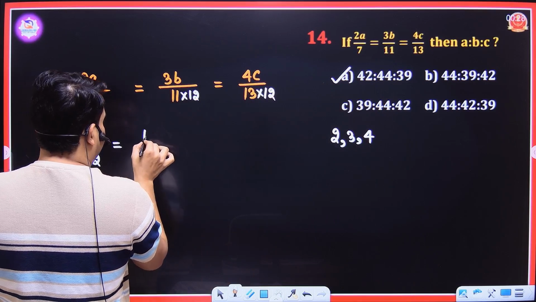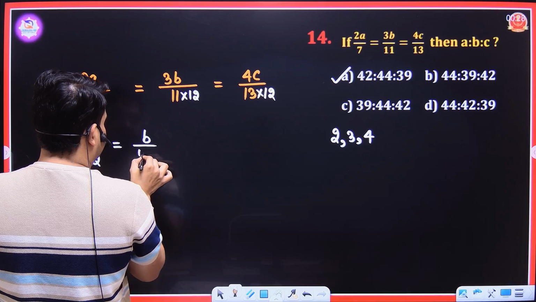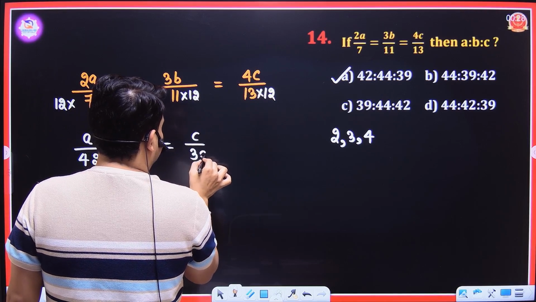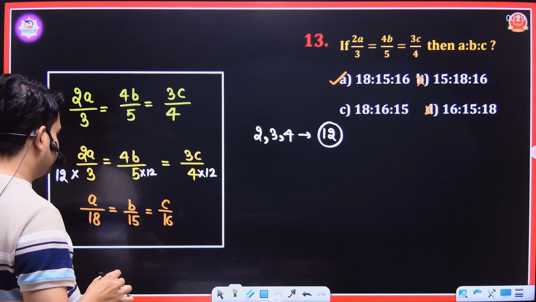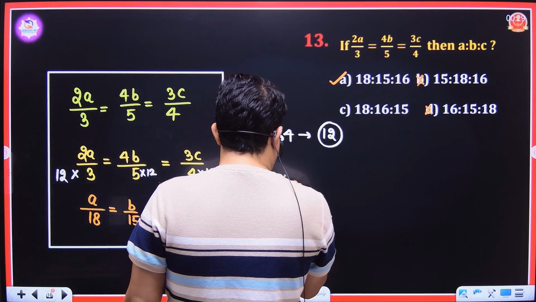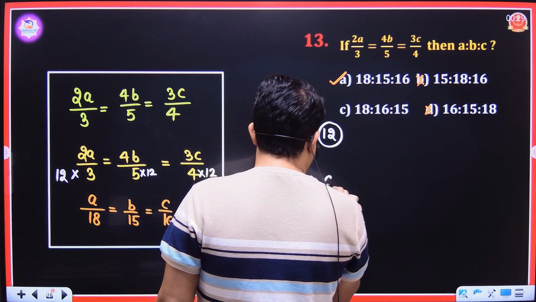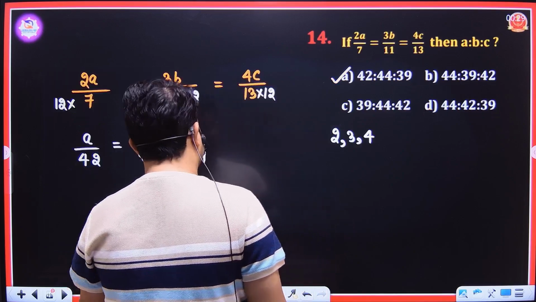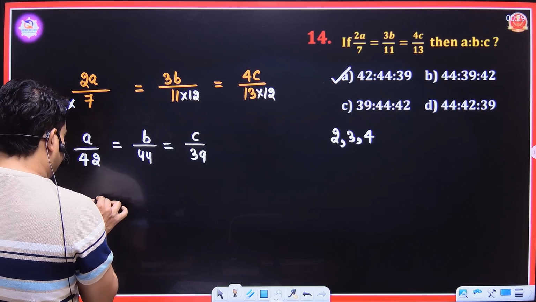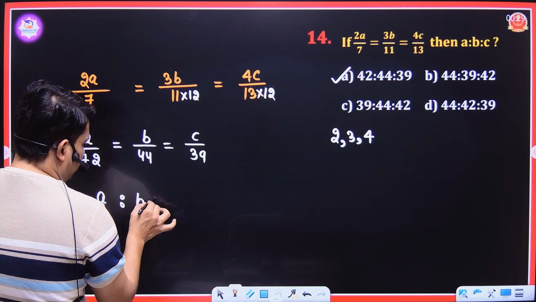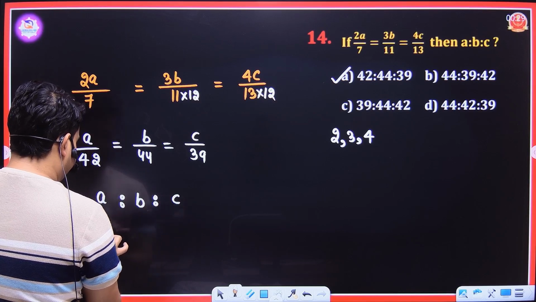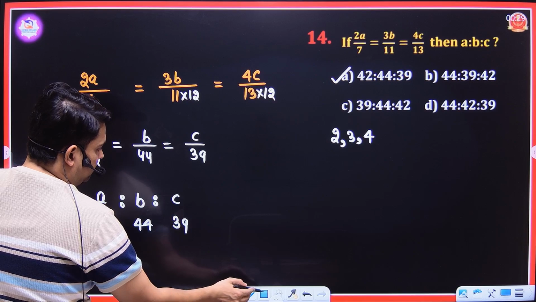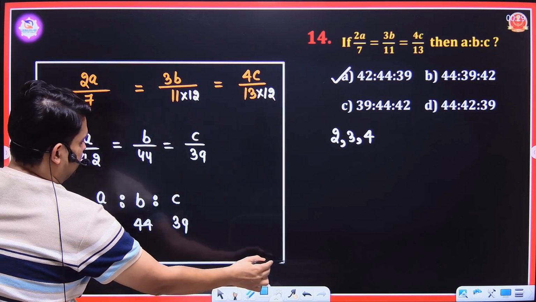B is equal to what? 4 elevens are 44, and 13 threes are 39. What do we have? A ratio B ratio C. Here A ratio B ratio C is 18, 15 and 16. And here A ratio B ratio C is 42 ratio 44 ratio 39. So how easy are these questions?